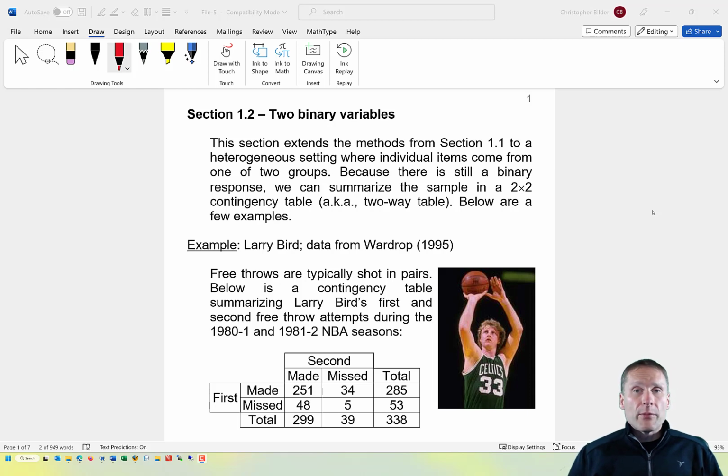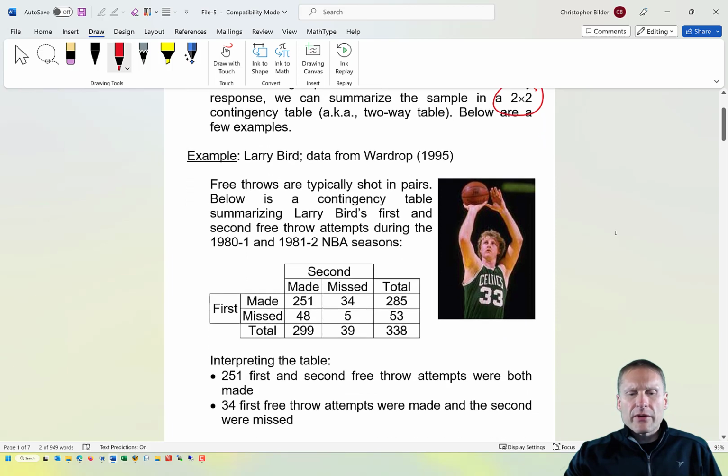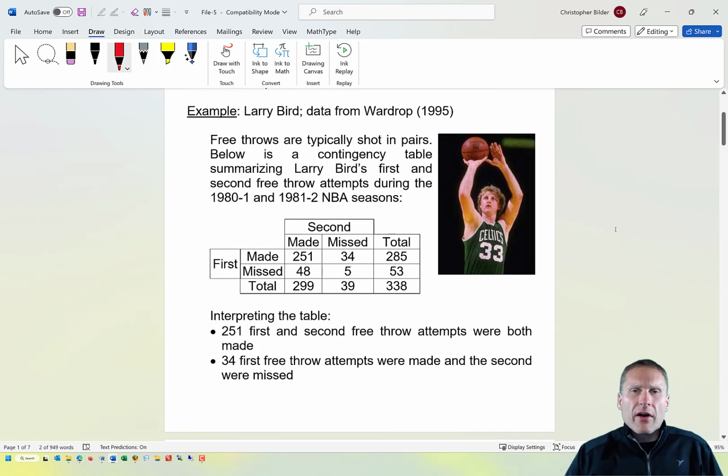Since we have two groups and a binary response, we're going to summarize our data in a 2x2 contingency table format. To help motivate this further, here are some examples that we will be looking at. So this first one deals with Larry Bird. Larry Bird is often thought of as one of the greatest basketball players of all time. And what I have here is some data from him playing basketball in NBA games corresponding to his free throw shooting. Now, since Larry Bird is thought of as one of the greatest players of all time, he happens to also be one of the best free throw shooters of all time.